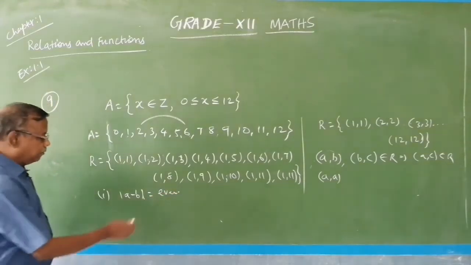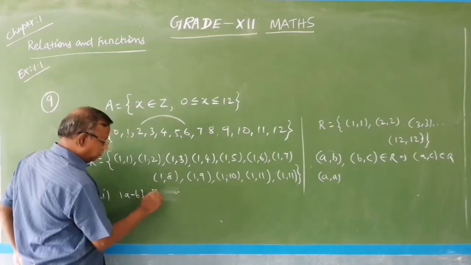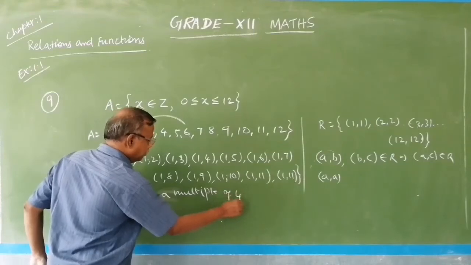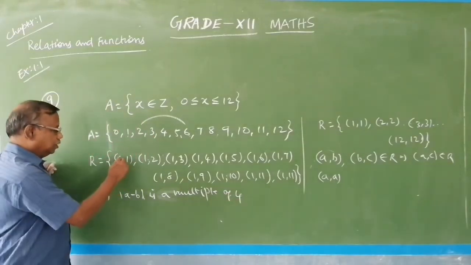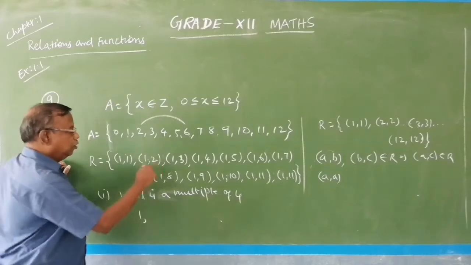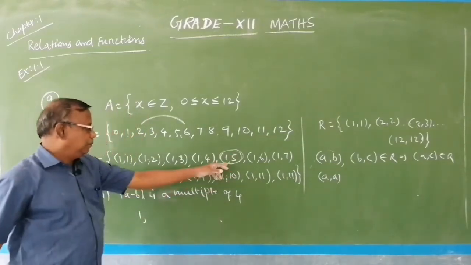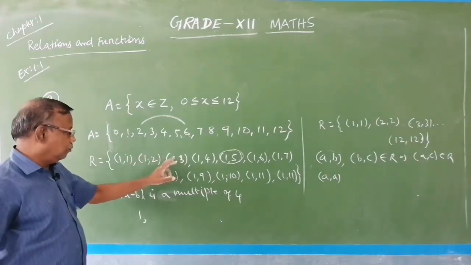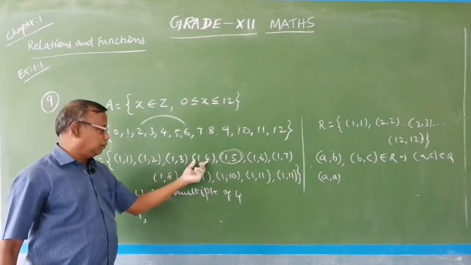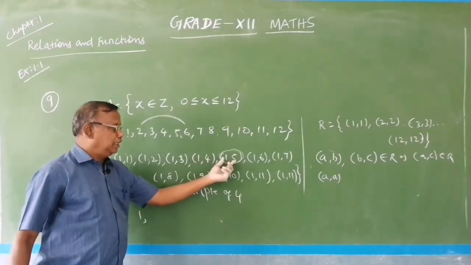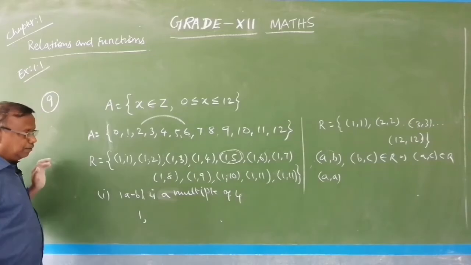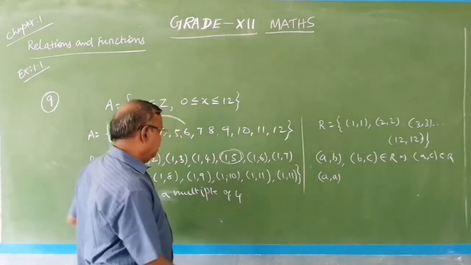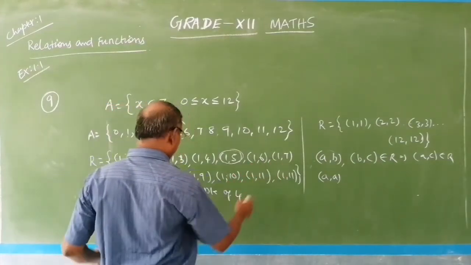So, sorry, it is a multiple of 4. Here the elements 1 comma 1 and 1 comma 5 are multiples of 4, because 1 minus 2 is not a multiple of 4. The difference between 1 comma 2, 1 comma 3, 1 comma 4 are not multiples of 4. Having only 1 comma 5 is a multiple of 4, that is 5. And the next one is 1 comma 6, which is not a multiple of 4.